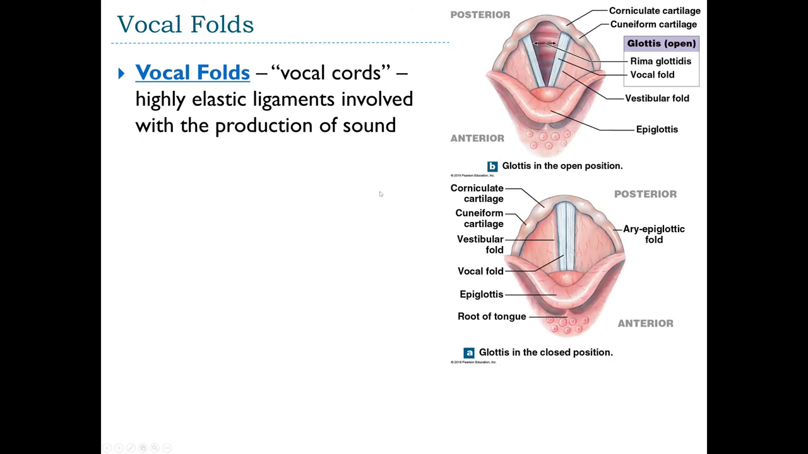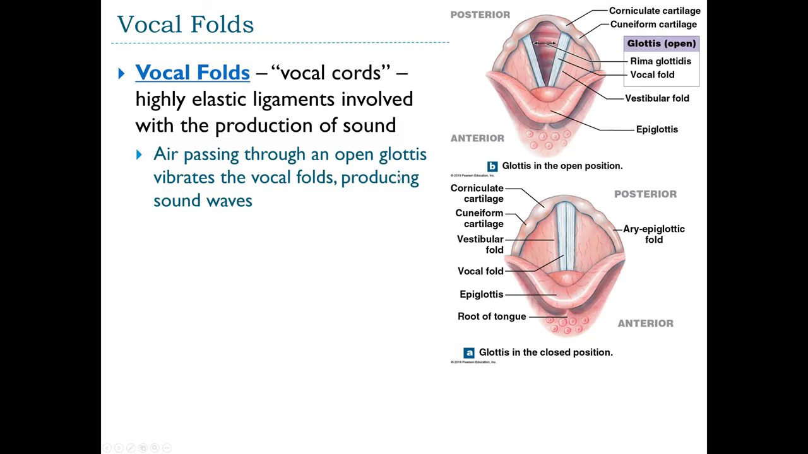So the vocal folds, also known as the vocal cords, are highly elastic ligaments that are involved with the production of sound. And they're shown in both of these images as these white structures here in the very middle. And as a reminder, the glottis is that space between the two vocal folds. It can also be called the rima glottidis, but it's easier just to say glottis. So air passing through the glottis when it is open will vibrate these vocal folds, and that will produce sound waves.